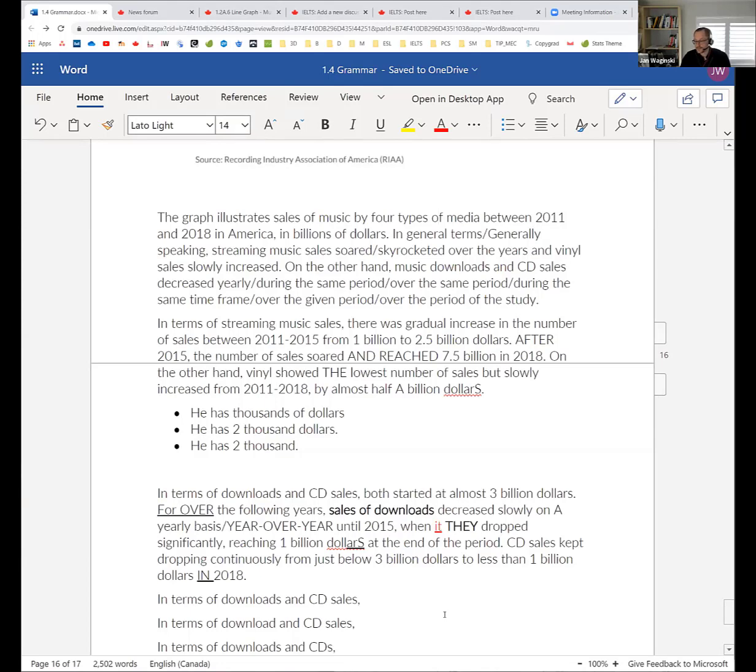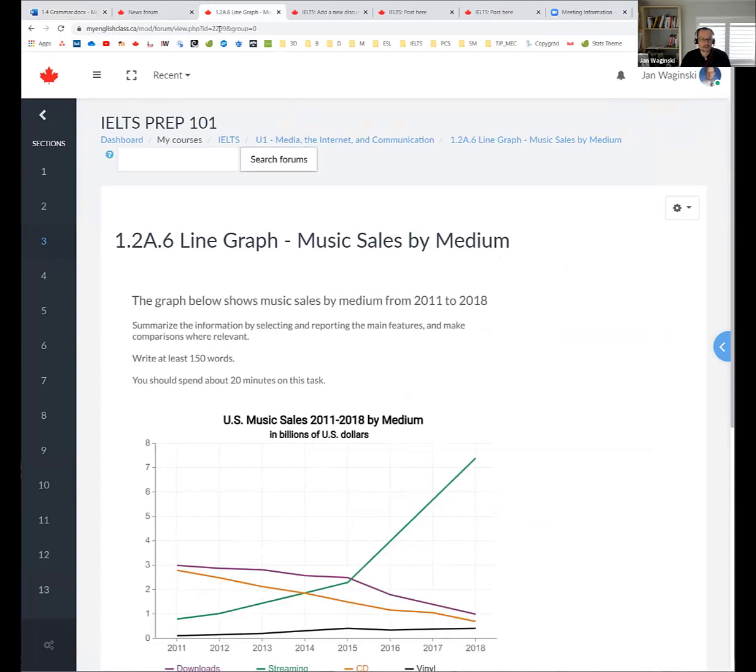Okay, so it's 12:34. If you want to do that, take the next 5 minutes just to read it over several times. And the forum is already up. It's right here. I'll just put this in the chat. What number? Unit 2? No, it's still Unit 1, 1.28.6, because it's still related to the topic of media. Okay. And it's a line graph.